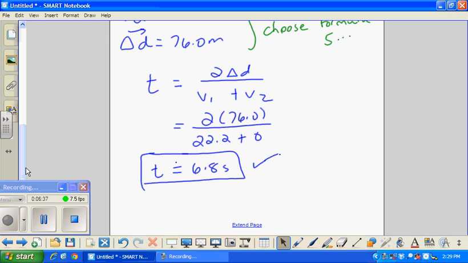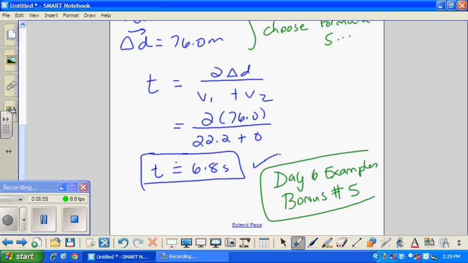Okay, number 5. I was going to do this as an example. I think it's a better one for a bonus. So number 5 on the day 6 examples is a thinking type question. It's one you should try. But because everyone will approach it differently, I think it's best not to do it as an example. I think it's best for you to try on your own. So it will be a bonus, and I'm happy to help if you need it.